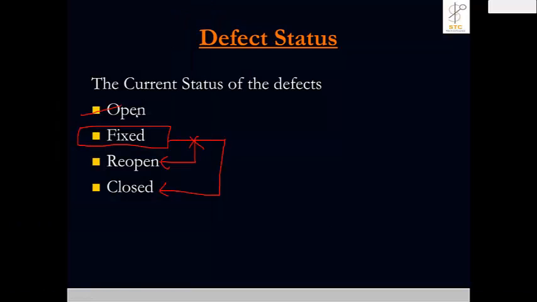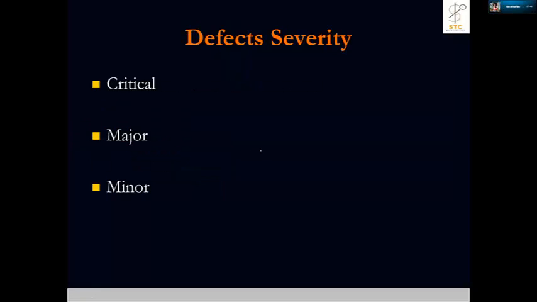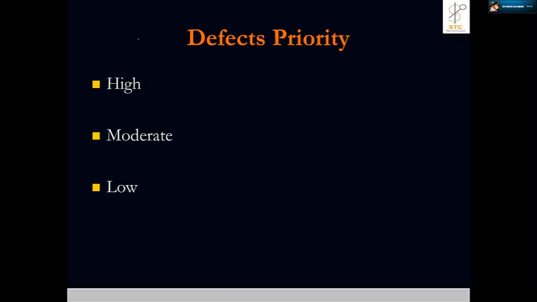When we open a bug, we will assign it to a developer. If he fixes it, he will make it as fixed and send it to us. We'll retest it again. If still there is a bug, we'll reopen it, or else we'll close it. That's it. Bug will have two things called as severity and priority. Severity is technical. Priority is business. In priority we have three things: high, moderate, low.